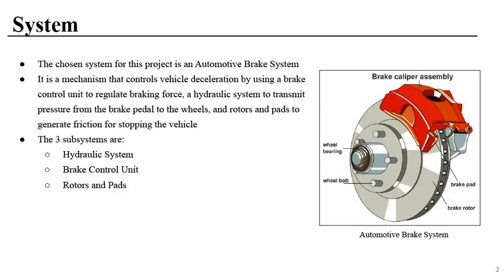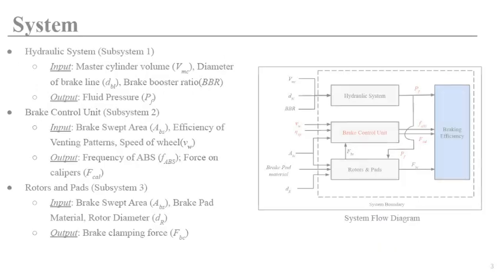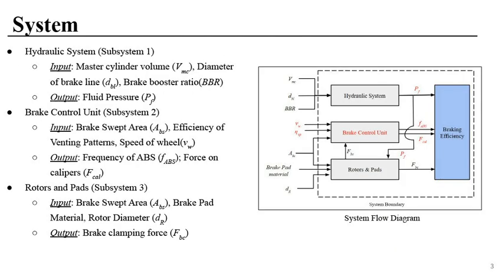The rationale for the system level optimization problem was that these subsystems represent the key mechanical, electronic, and hydraulic components that collectively determine braking efficiency. Optimizing them individually while considering their interactions ensures a well balanced, high performance braking system. As you can see on the screen, here are the main inputs and outputs of the three subsystems previously described.